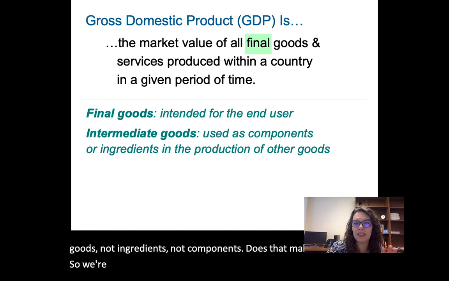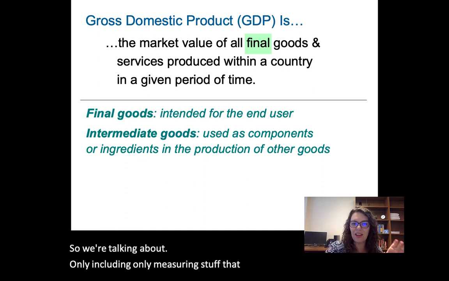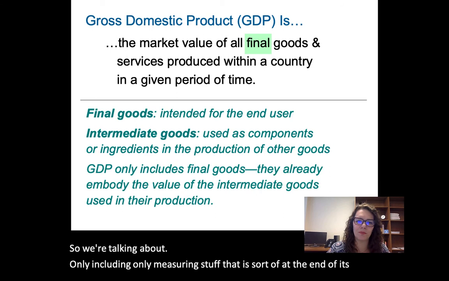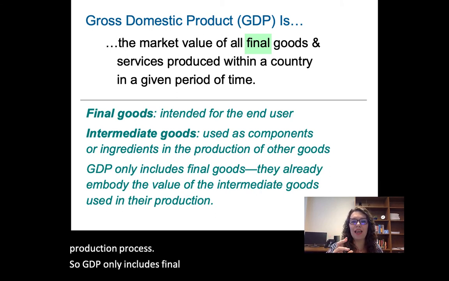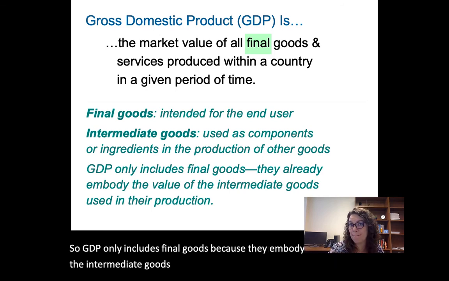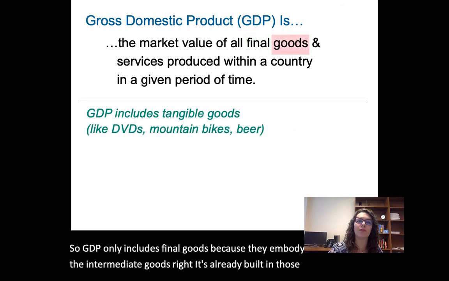So we're talking about only measuring stuff that is sort of at the end of its production process. So GDP only includes final goods because they embody the value of all the intermediate goods, right? It's already built in, those intermediate good values.